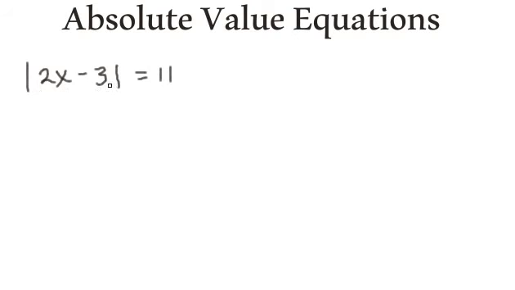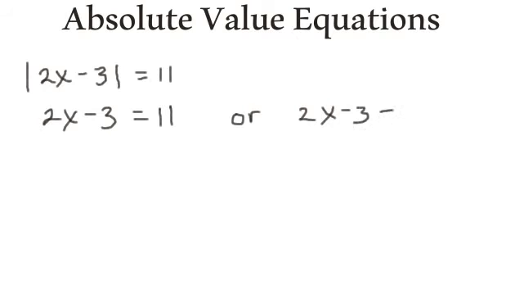So the first thing I'm going to do is drop these absolute value bars. We just rewrite what's in the absolute value bars, then rewrite what's over here to the right of the equal sign. I'm going to put an OR, and now I'm going to rewrite what's inside of the absolute value bars, except this time I'm going to throw a negative in front of this number here. So we've got a negative 11. Now we have two linear equations and we just solve for x.